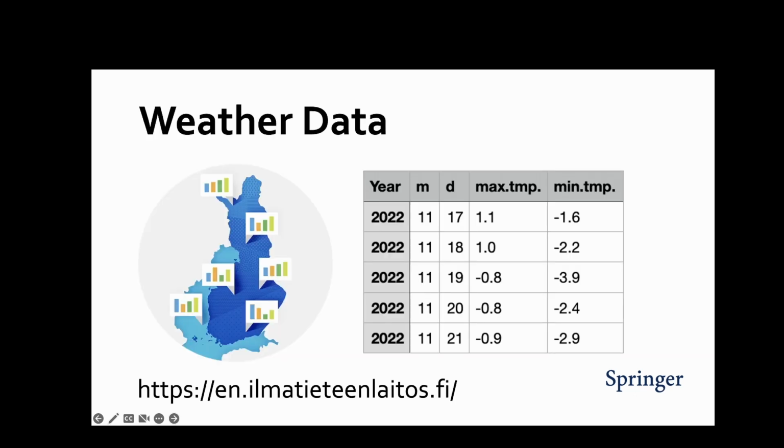A basic machine learning approach to this temperature forecasting could be to collect historic weather recordings from the Finnish Meteorological Institute, which operates weather stations all over Finland. These recordings are freely available for download from the webpage of the Finnish Meteorological Institute.